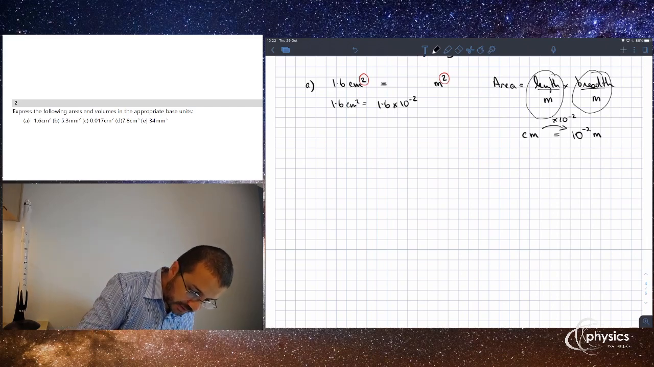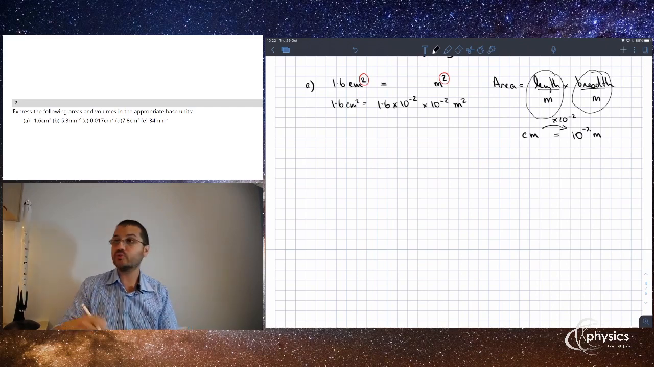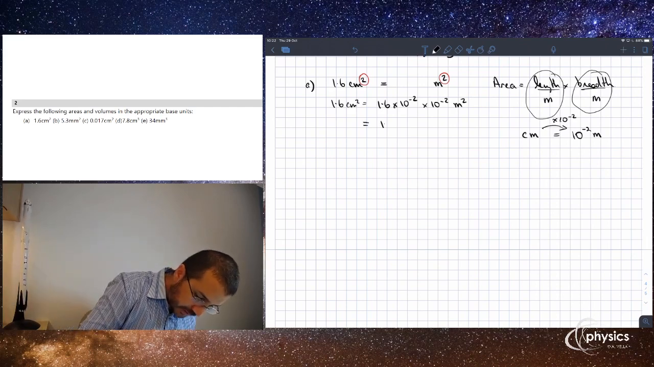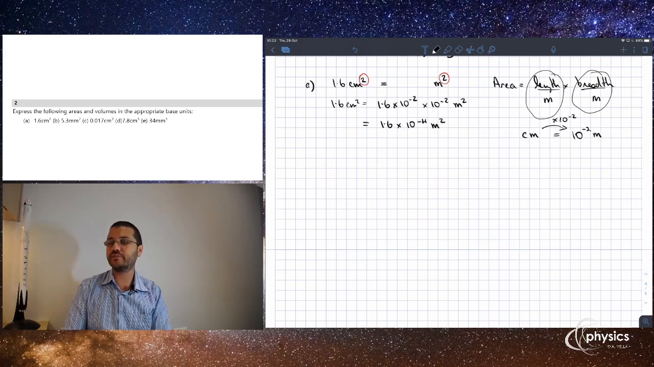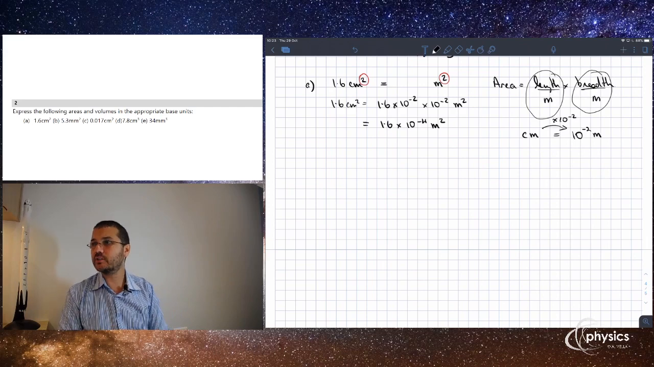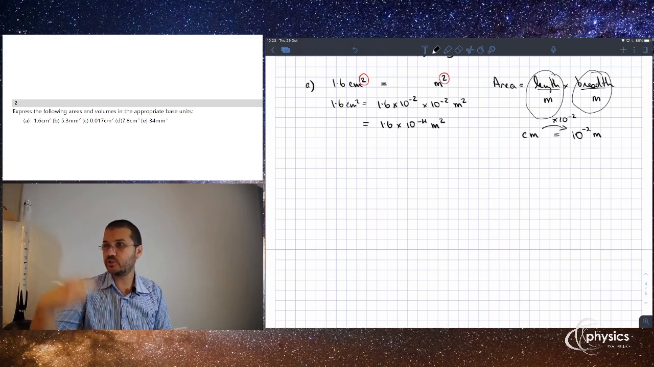And then we have to repeat it, times 10 to the minus 2 again, to be able to convert the breadth as well. So the answer would be 1.6 times 10 to the minus 4 meters squared. That is how to convert area. Alright? So when you have squared, okay, you have to repeat the conversion twice.